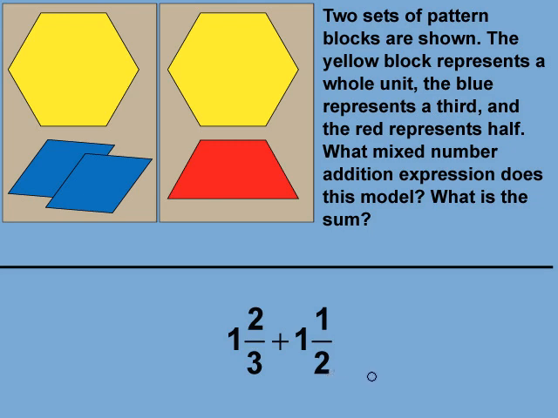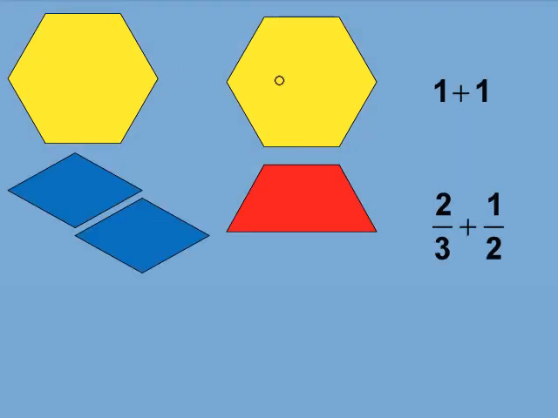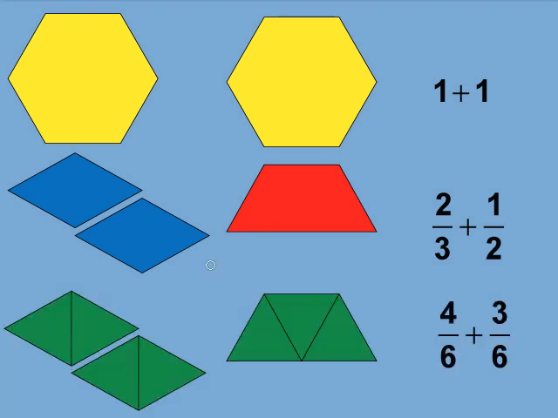To add these mixed numbers, we can use the pattern blocks themselves. Here are the two whole number parts combined. Here are the fractional parts. To find a common denominator, we use the green triangle, which represents 1/6. The two 1/3 blocks become 4 1/6 blocks. The single half block becomes 3 1/6 blocks. This gives us a common denominator for adding the fractions.